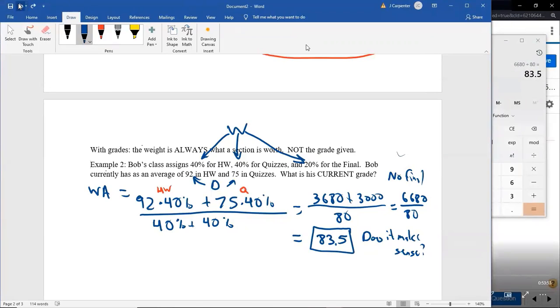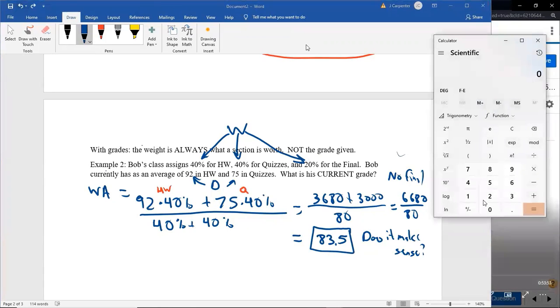If you had instead done this the wrong way, which we don't have time to do, if you had divided by the 92 plus 75 instead of the 40 plus 40, you would get, remember the top won't change, so it's still 6680. But now I'm going to divide by the sum of the grades, which 92 plus 75 is going to be 167. So I'm going to divide by 167. So the math you're seeing me do right here is incorrectly calling the weights the actual grades we earned. And we get a 40.